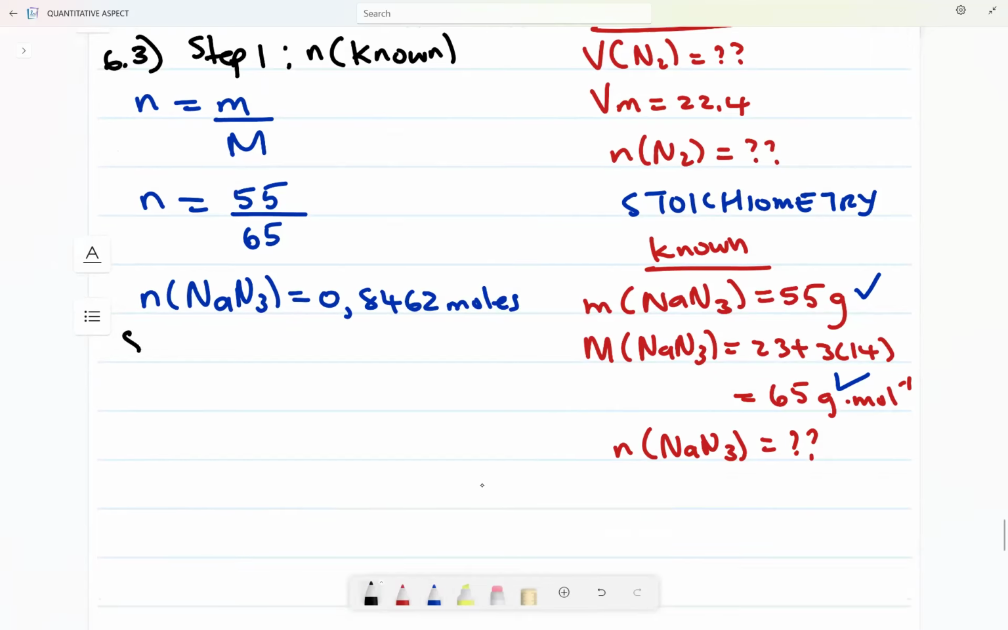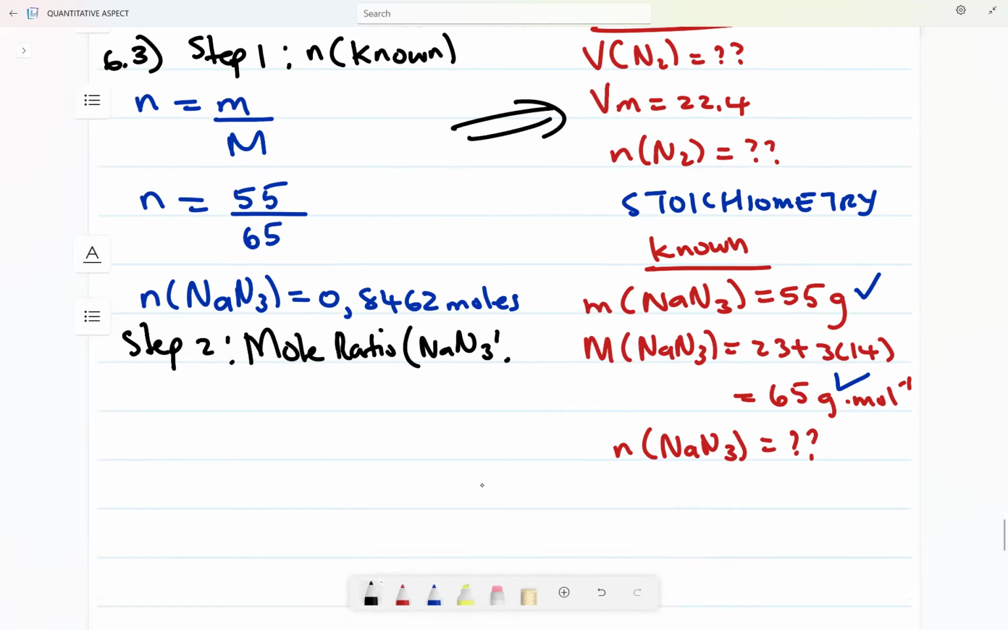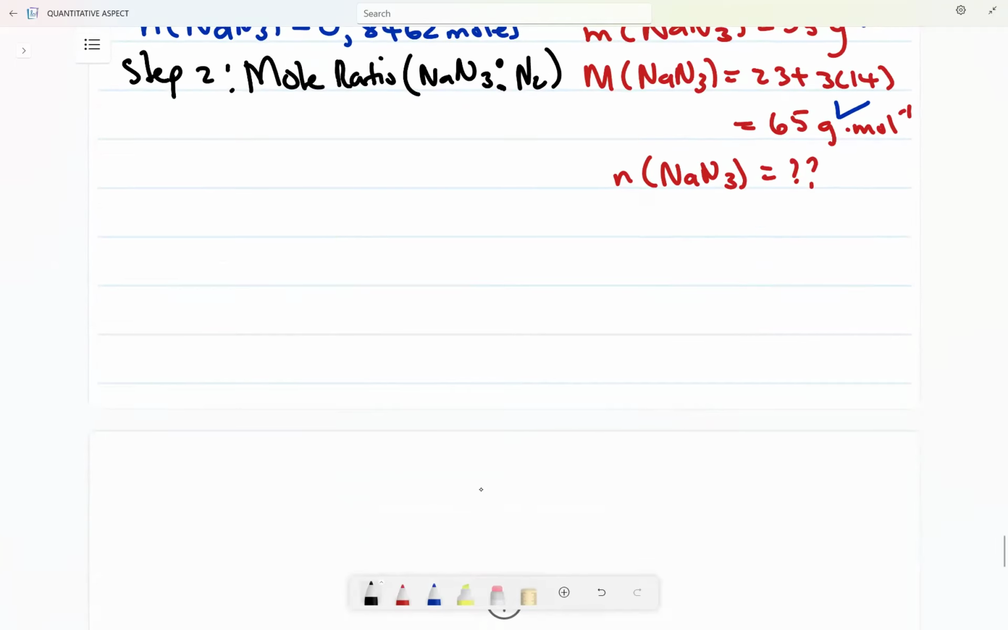And then I go to step number 2, the mole ratio between the known and the unknown. What is my known? Sodium azide. What is my unknown? N2. How can I do that? From the equation, 2 NaN3 gives 3 N2. What is the mole ratio there?